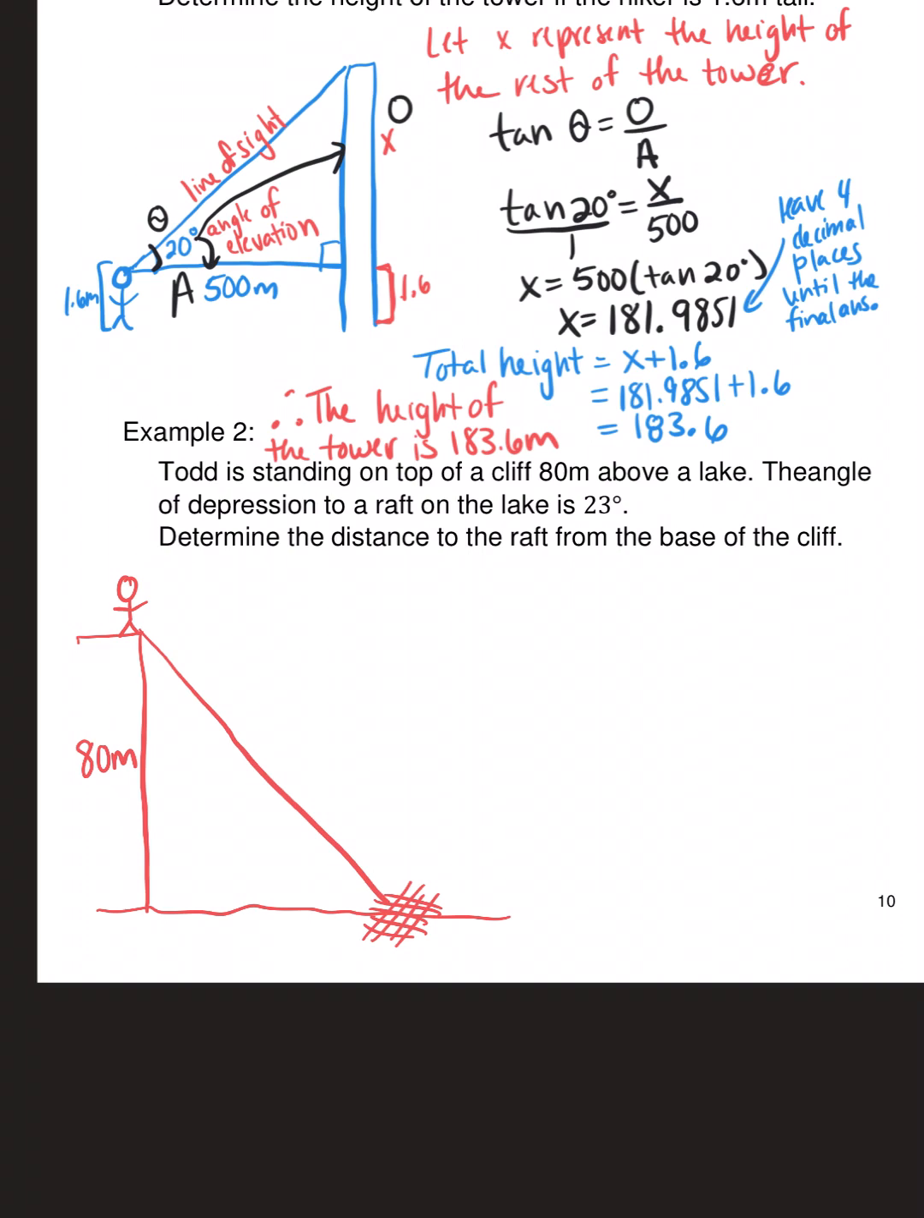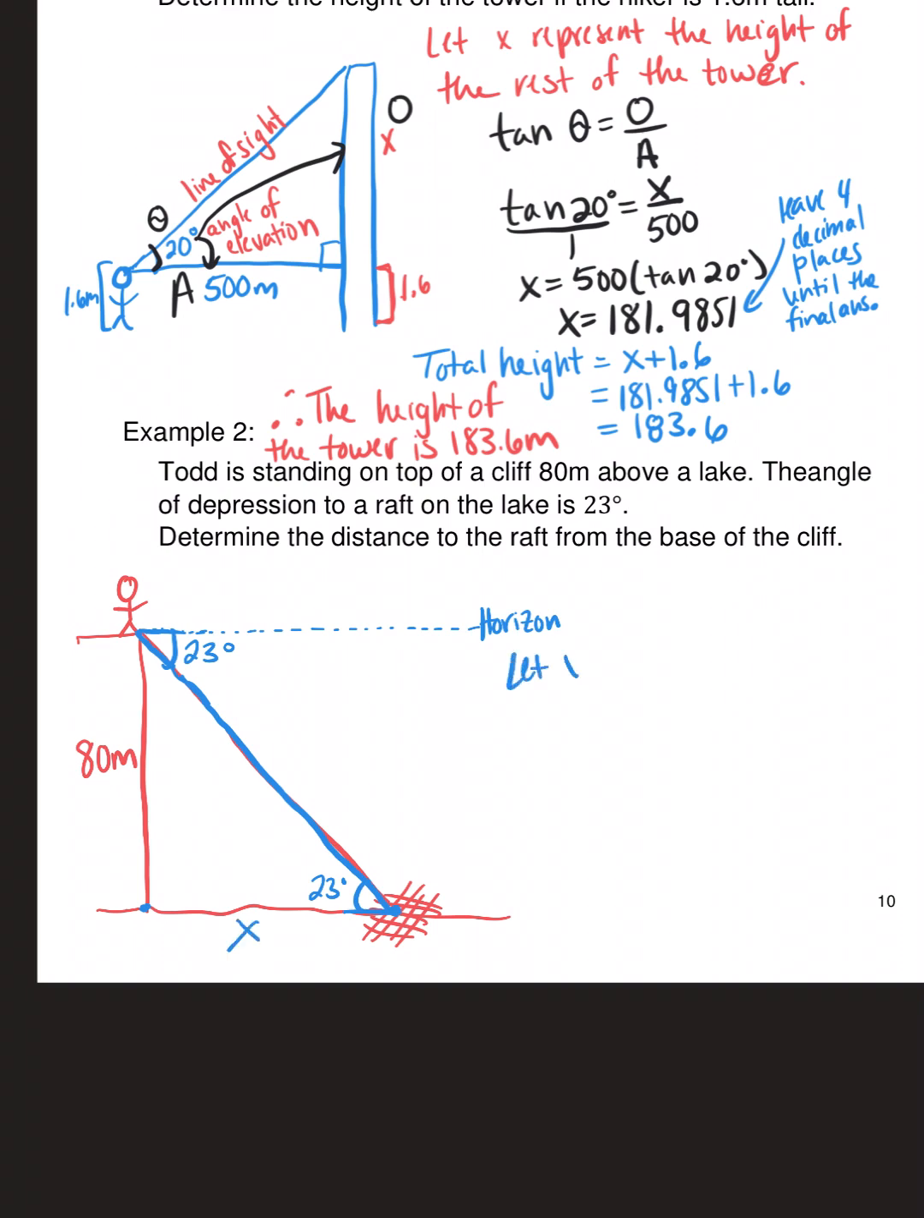So remember that angle of depression, we have to draw that imaginary horizon. So from where Todd is standing, we'll just extend that to make that horizon line. Okay, so this is our horizon, because it's always made with a horizontal line. So our angle of depression is going to be 23 degrees. And remember I said this angle makes a nice Z pattern with this angle in our triangle. So we know this is also 23 degrees. So that gives us some more information. The question is asking us to determine the distance to the raft from the base of the cliff. Well, here's the base of my cliff, here's my raft. So we're trying to find this side here.